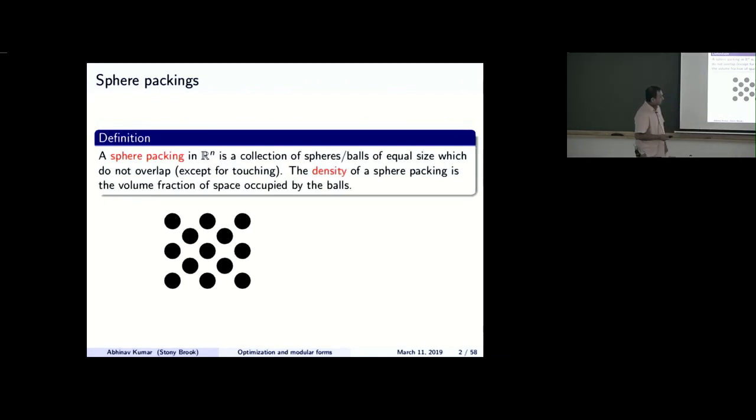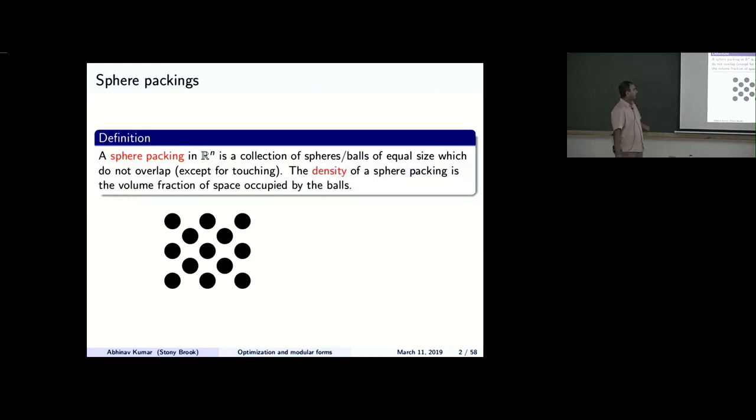Okay, so sphere packing in n-dimensional space, that's the problem we start from. Sphere packing is just a collection of balls of equal size, which you may as well assume have unit radius. They're not allowed to overlap, so they have gaps between them, but they're allowed to touch. They have a point of tangency, but they should not overlap apart from that.